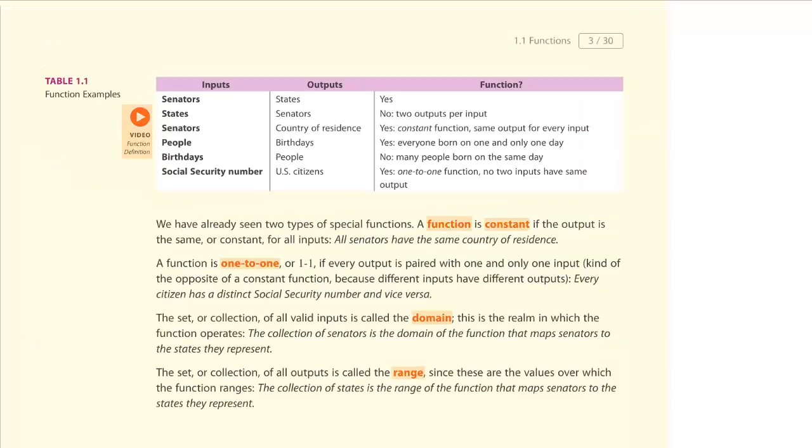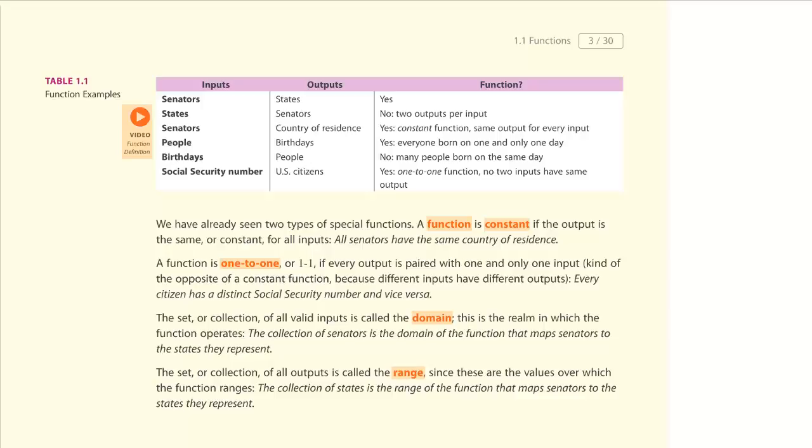Here are some simple examples. If we let senators be the input and states be the output, then that is a function, because every time you give the machine a senator's name, it's going to spit out the state that they are a senator for. And there's only one answer. You can't be a senator for multiple states at the same time. This is a point in time. They could obviously switch at some point and become a senator for a different state down the road, but you get the idea. At that point in time, it's only one answer.